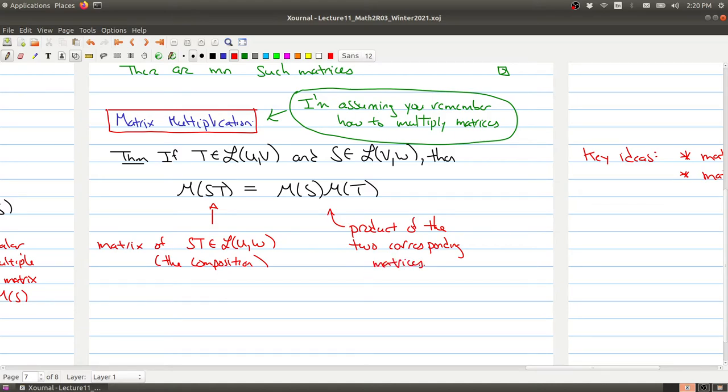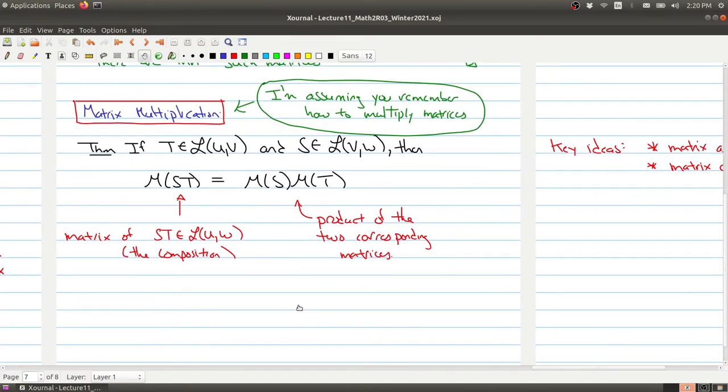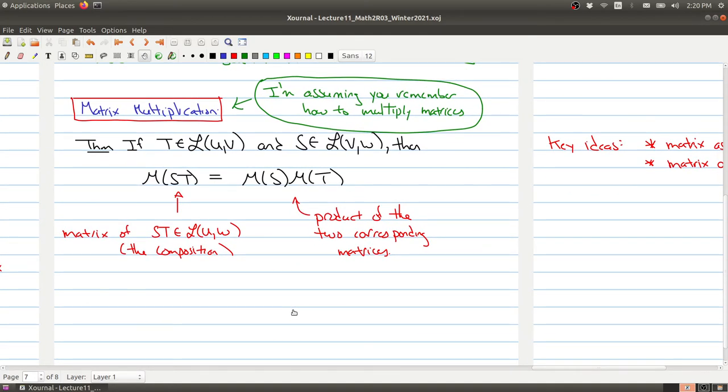matrices, okay? So I really want to stop here and stress something: if you ever wondered why the definition of matrix multiplication is as it is, the reason behind it is this particular theorem. Because you have T and S, and you can associate to them a matrix, MS and MT. On the other hand, you can form their composition, and you get a matrix.